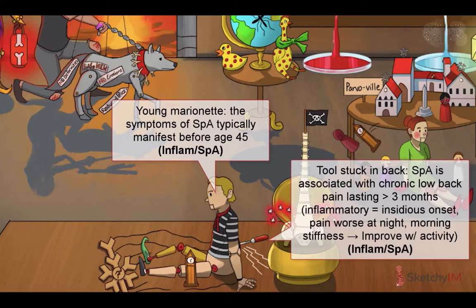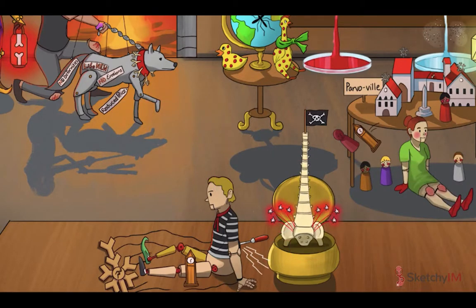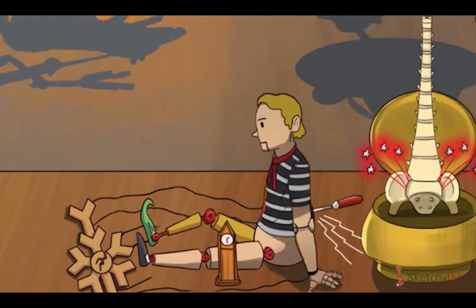Kind of young for chronic back pain, isn't it? Most cases of spondyloarthritis related back pain will exhibit inflammatory features, including an insidious onset, worse pain at night, morning stiffness, and improvement of pain and stiffness with activity. Though keep in mind that inflammatory features are also pretty common in patients with other causes of back pain. What else can we look for?